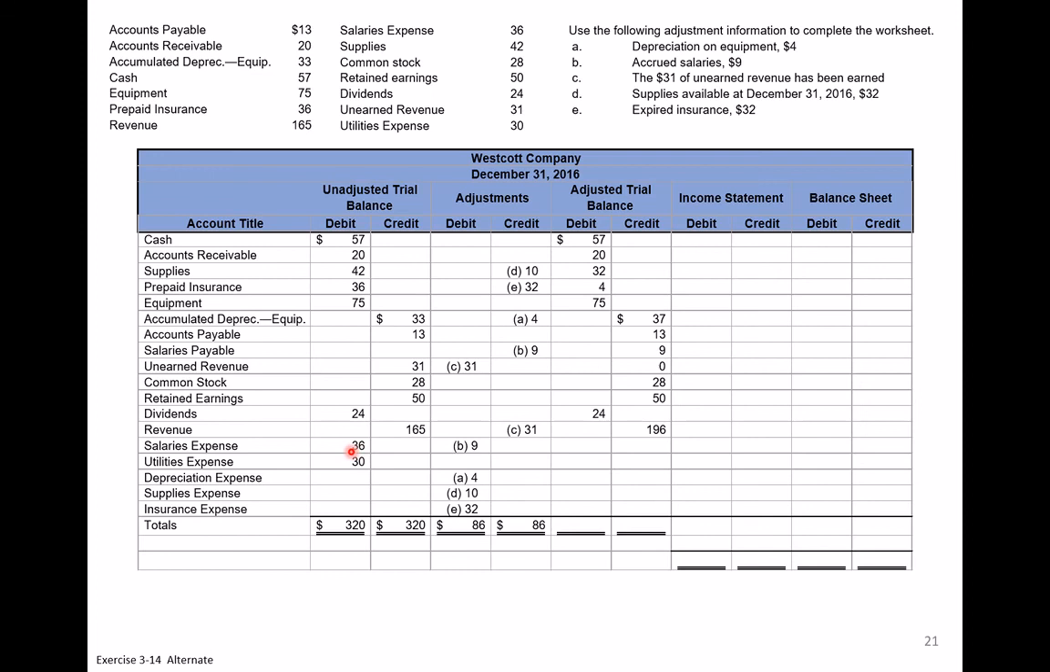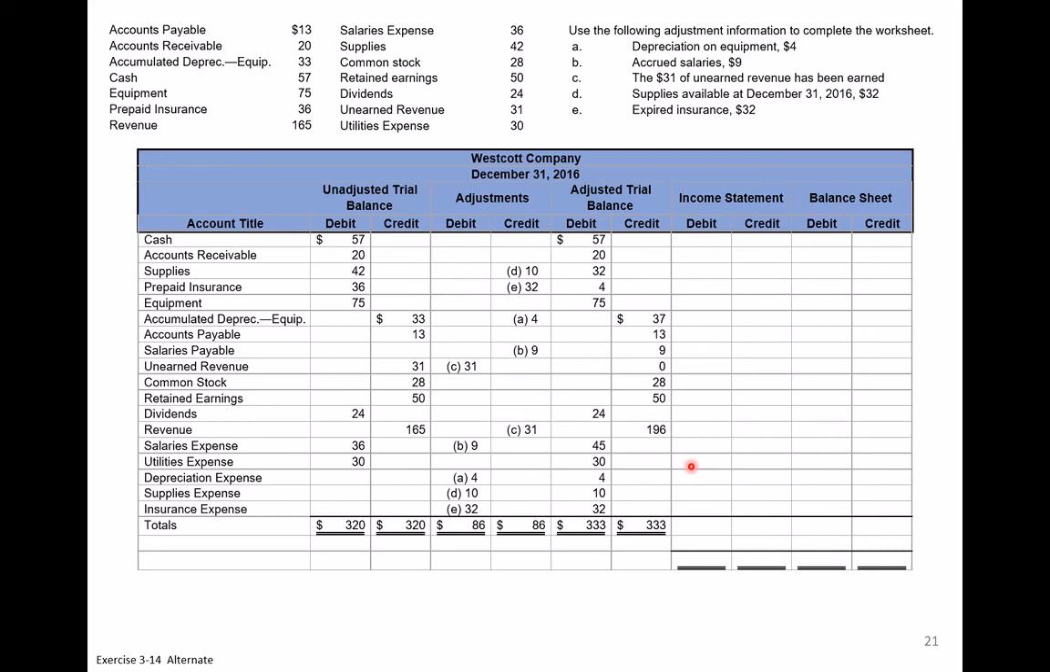Salaries expense went up from 36. We added more to it of 9, so now it's 45. Utilities expense stayed the same. Depreciation expense increased by $4 from 0. Supplies expense was 0 and increased by 10. And insurance expense was 0 and it increased by 32. So now we have our adjusted trial balance that we can total, and it better total the same on the left and the right side or we did something wrong. So total all these up and it should total to 333. Total all these up and they should also total to 333.